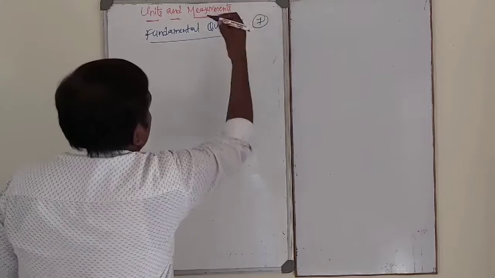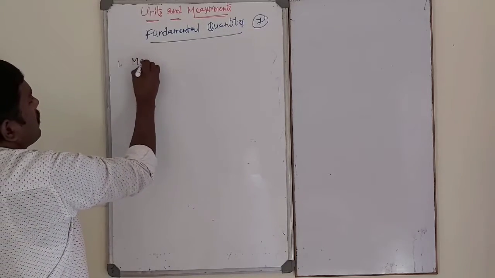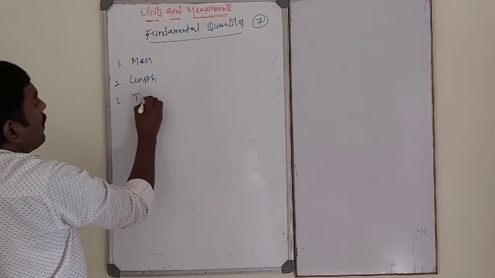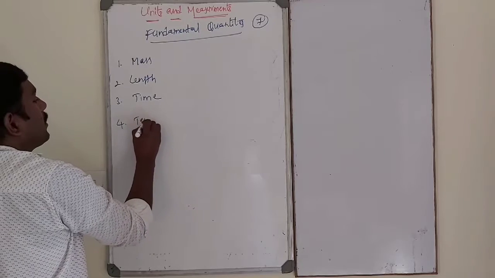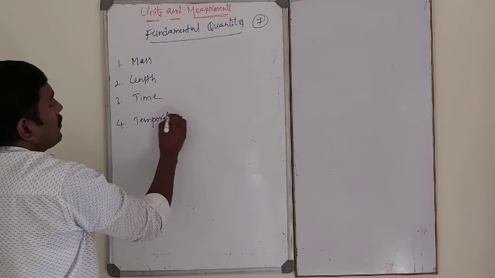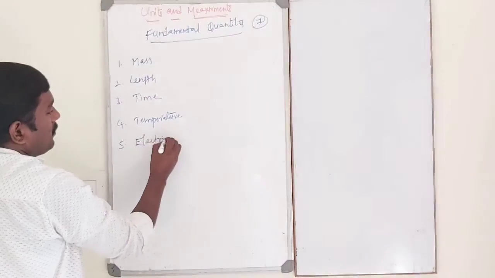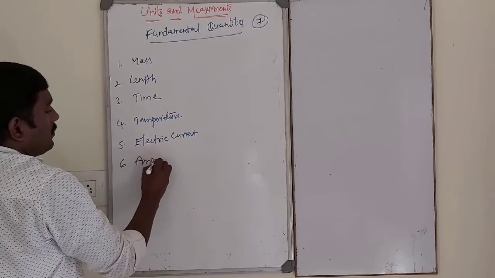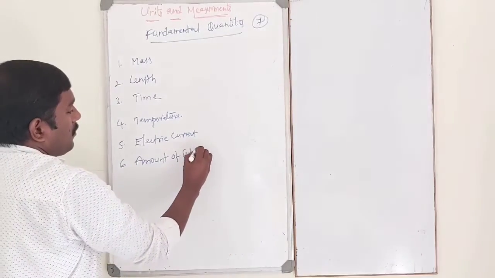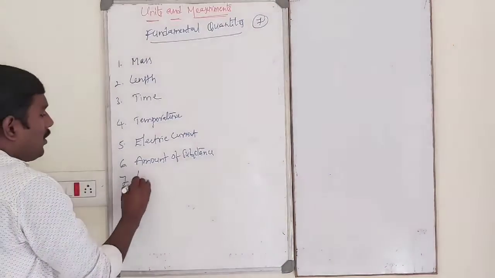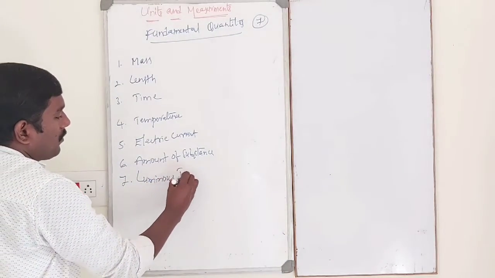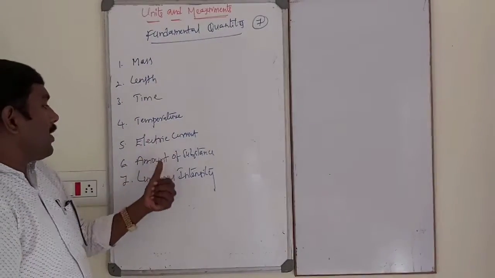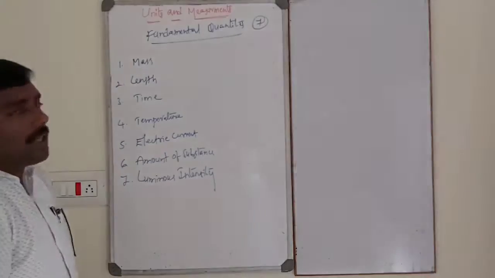Seven fundamental quantities are there. First one is mass, next length, time, temperature, electric current, amount of substance, and the last one is luminous intensity. So mass, length, time, temperature, electric current, amount of substance, luminous intensity. These are all fundamental quantities.